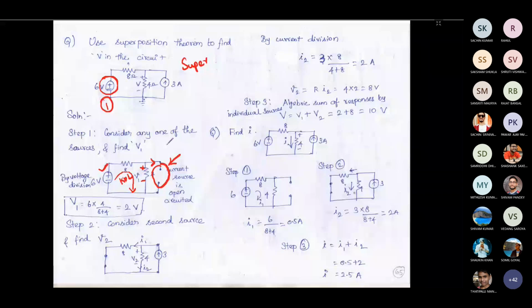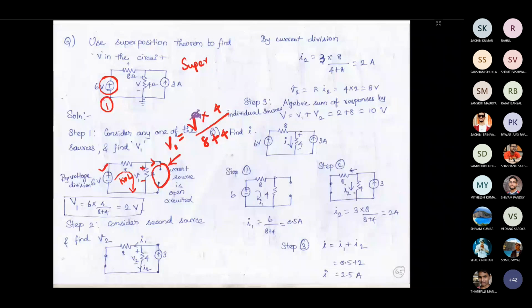For the voltage division rule, we need to find the voltage V1 for this circuit, that is the voltage across the 4 ohm resistor. For voltage division, we have to multiply the overall voltage by the resistance across which element you are going to find the voltage. Here we want to find the voltage across the 4 ohm resistor, so we multiply by 4 divided by the summation of the overall resistances, that is 8 plus 4.